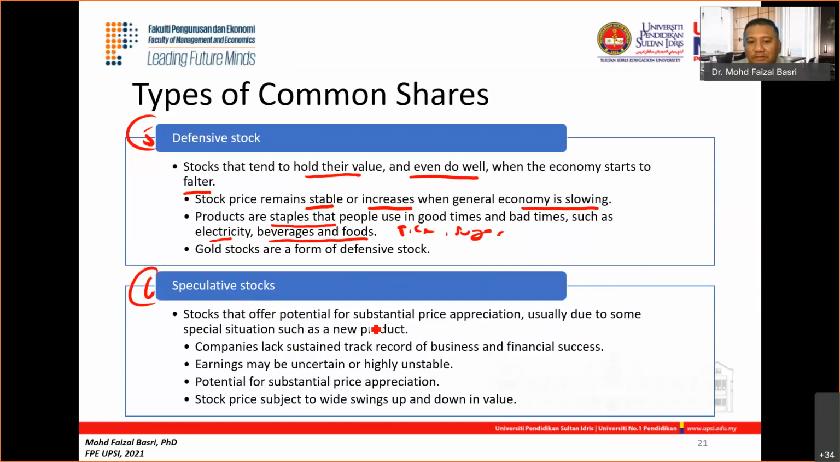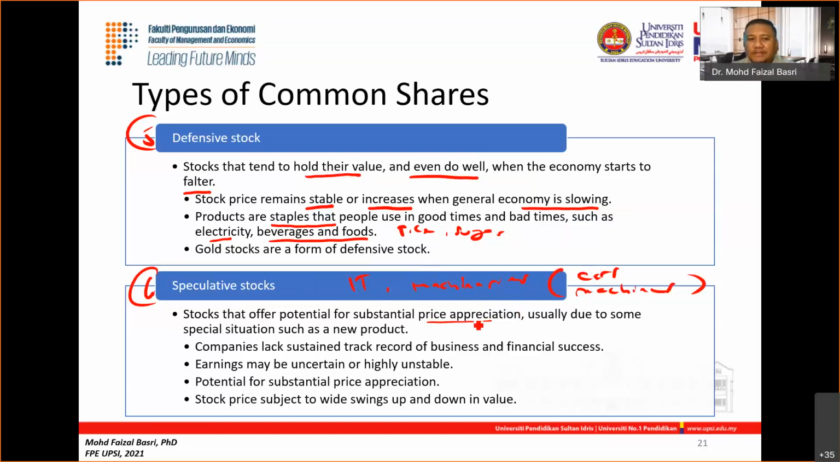And finally, number 6 is speculative. Okay, stocks that offer potential for substantial price appreciation. And usually speculative stocks are related to companies that produce IT related products, or maybe another example, something related with machineries. Okay, machineries can be cars, it can be machines.